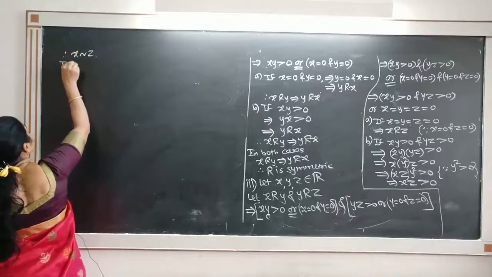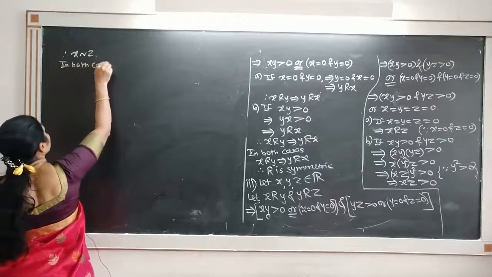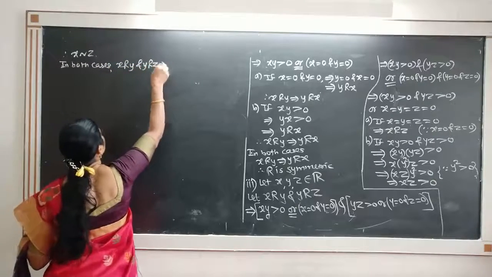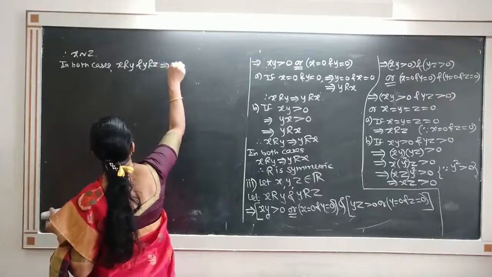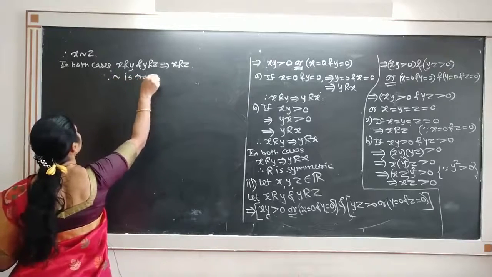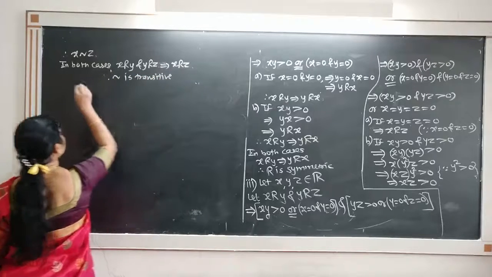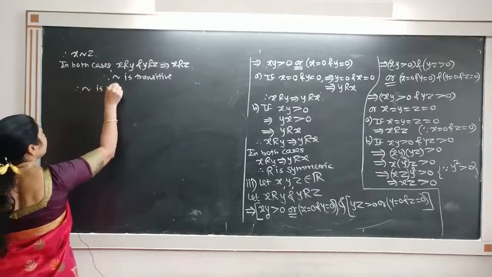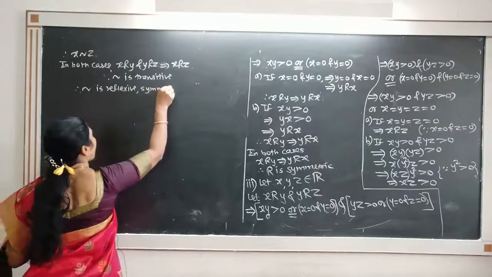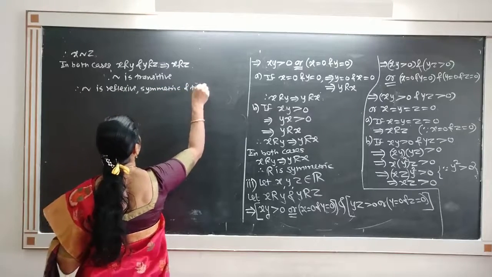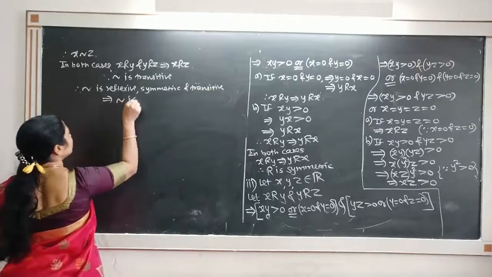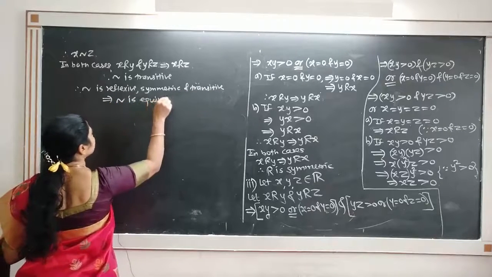Therefore in both cases, x is related with y and y is related with z implies that x is also related with z. Therefore this relation is transitive also. Observe that this relation is reflexive, symmetric and transitive, implies that this relation is equivalence relation.